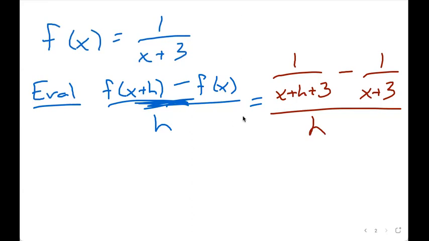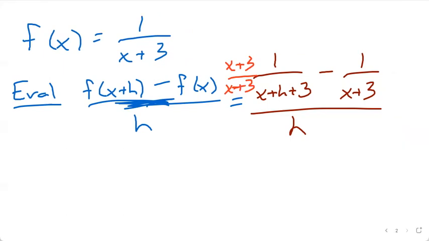Now here, we need to find a common denominator. And the common denominator is just simply multiplying these by switching them by each other. So on the left, we multiply by x plus 3 over x plus 3. And on the right, we make this a little bit wider because I can do that.